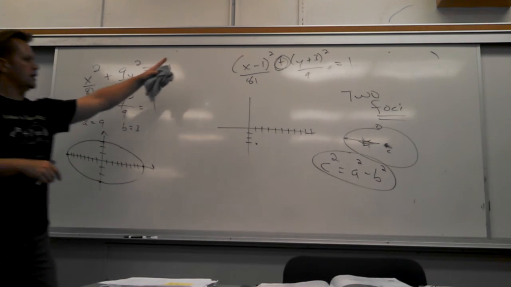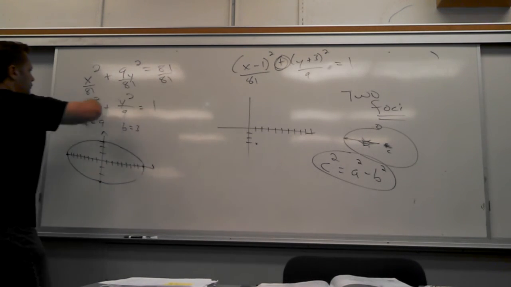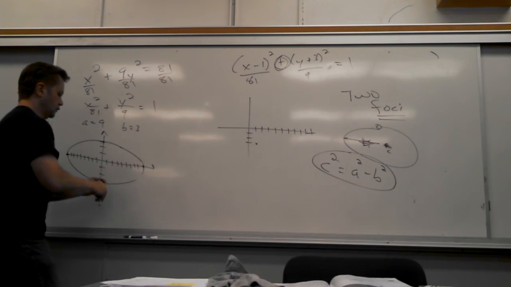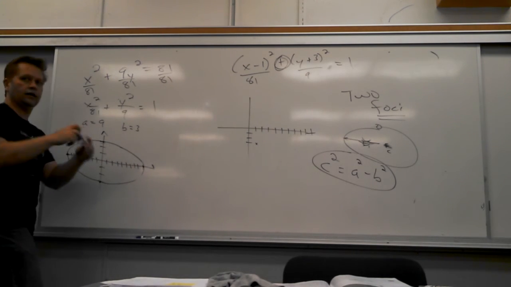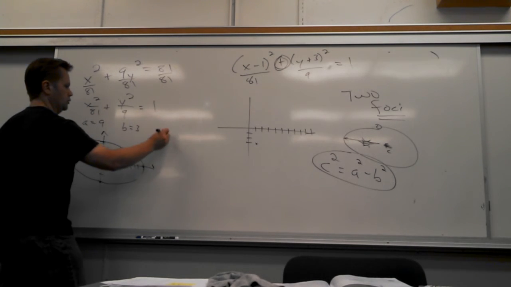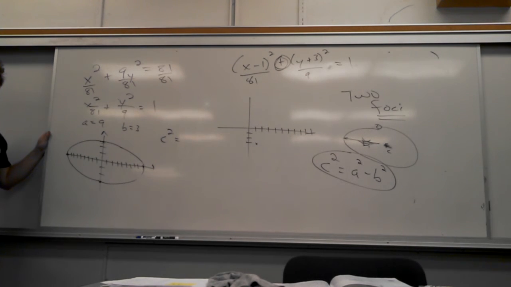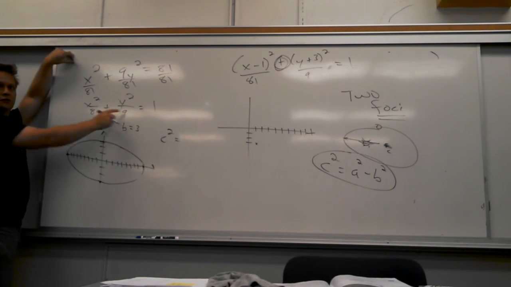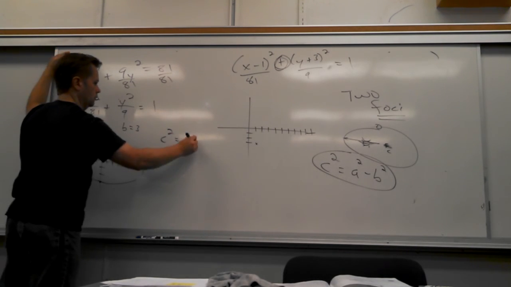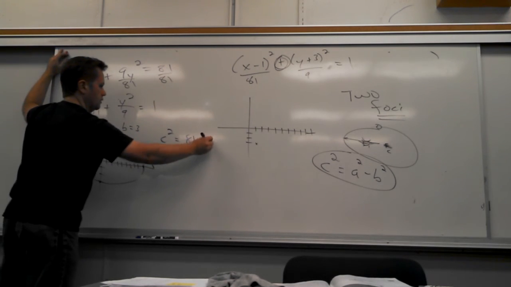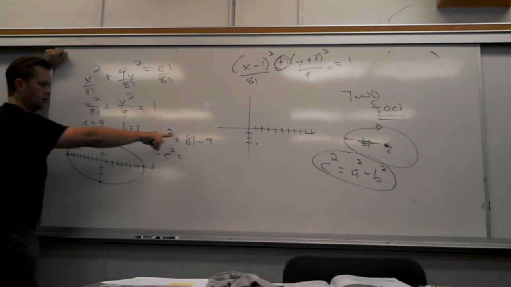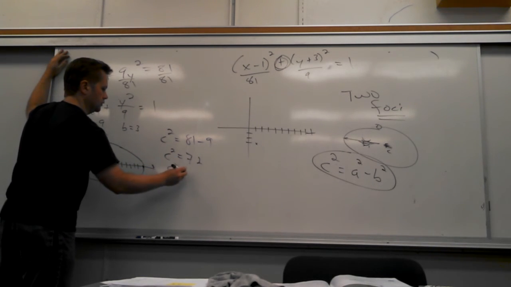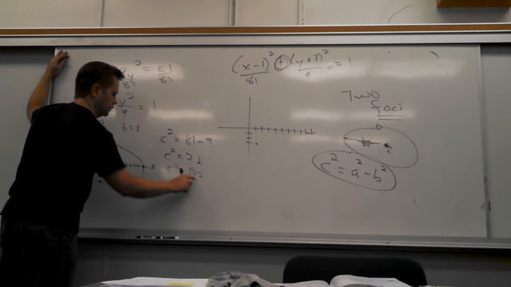So where's this guy's foci? Let's deal with this guy. Where's this guy's foci? How do I find the foci? I just like to say foci. C squared equals 9 squared. You can actually look up here. These are the A squared, B squared. So 9 squared, so 81 minus B squared, 9. So C squared equals 72. So C equals the square root of 72, which you can approximate.